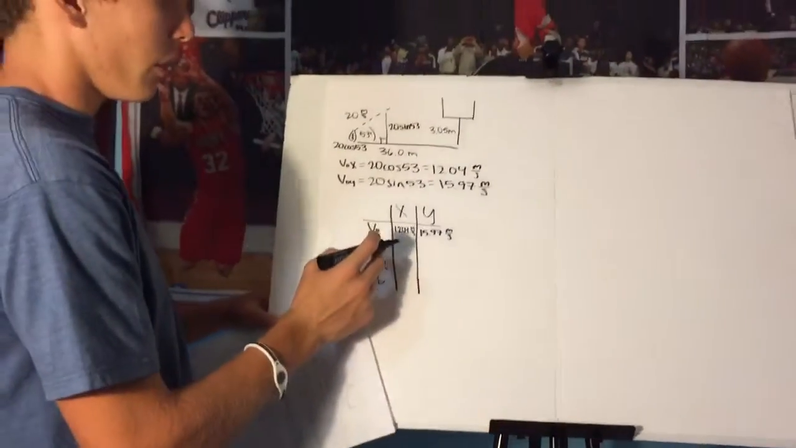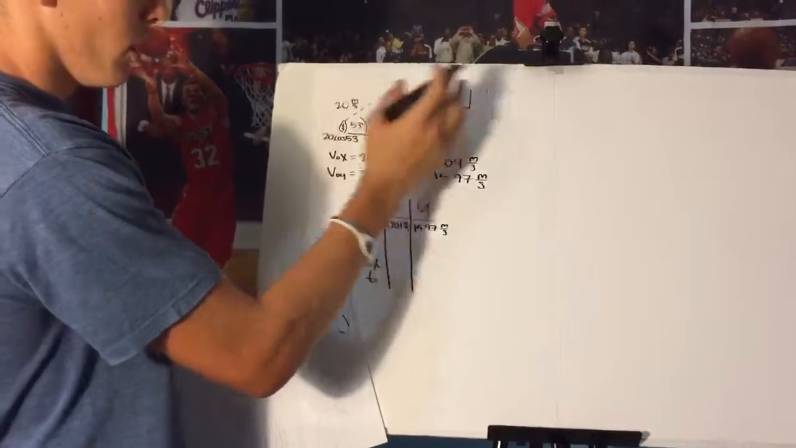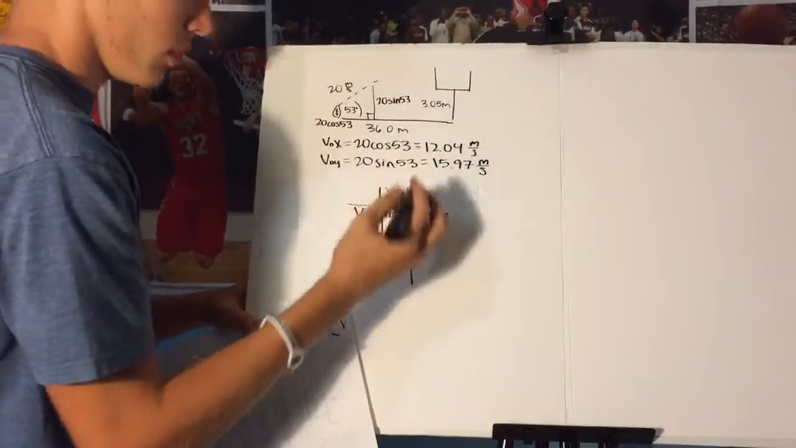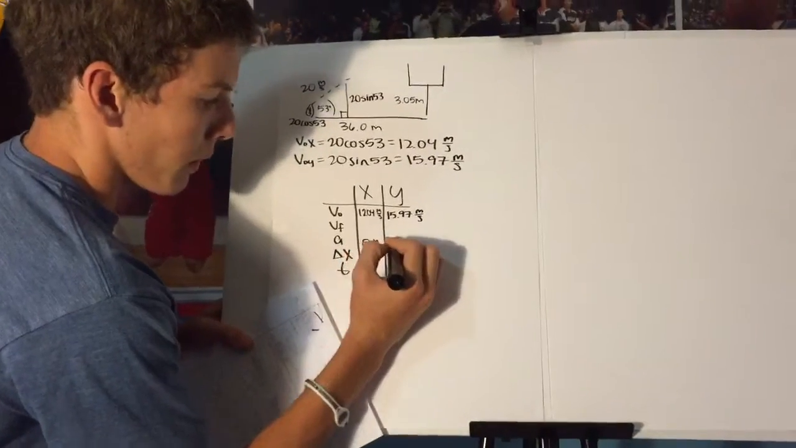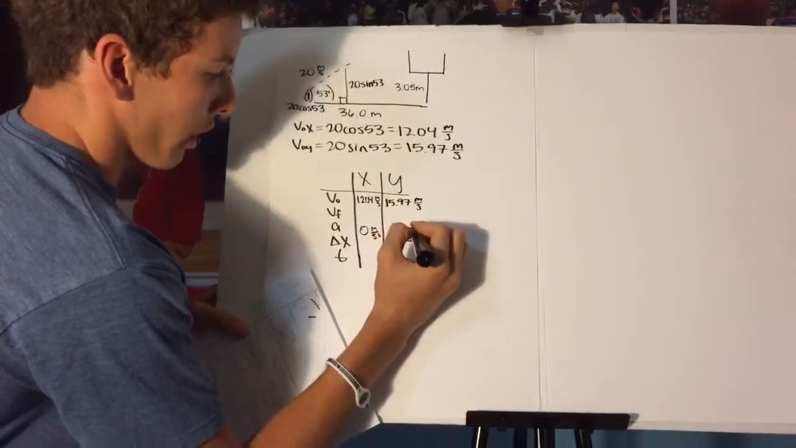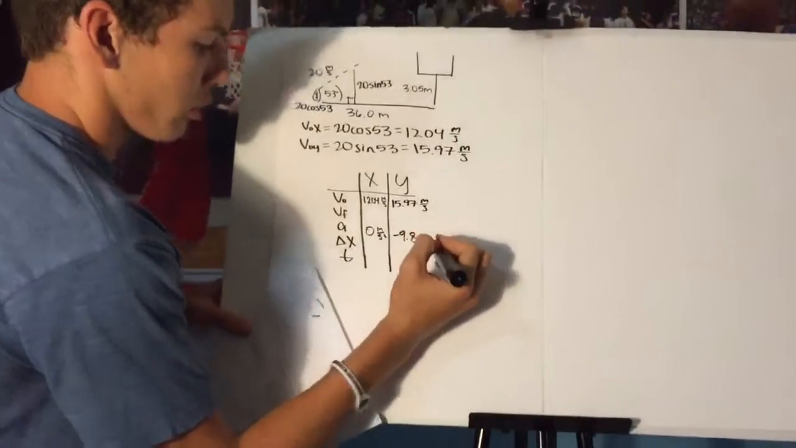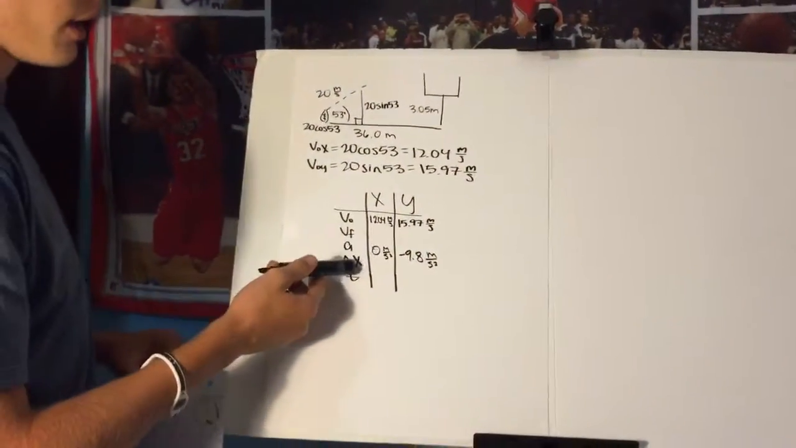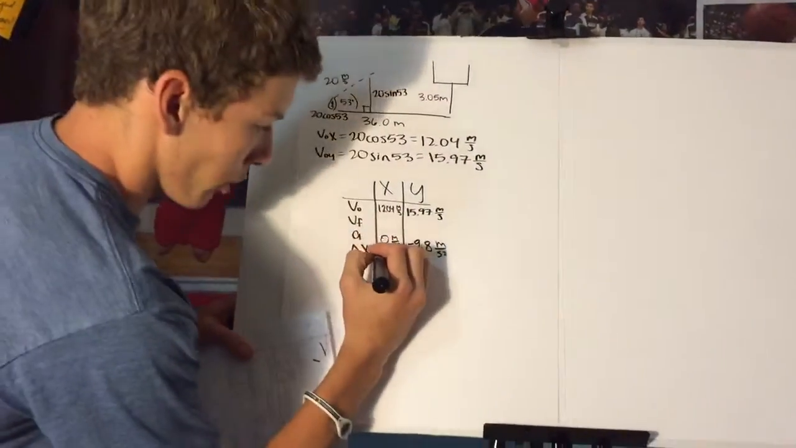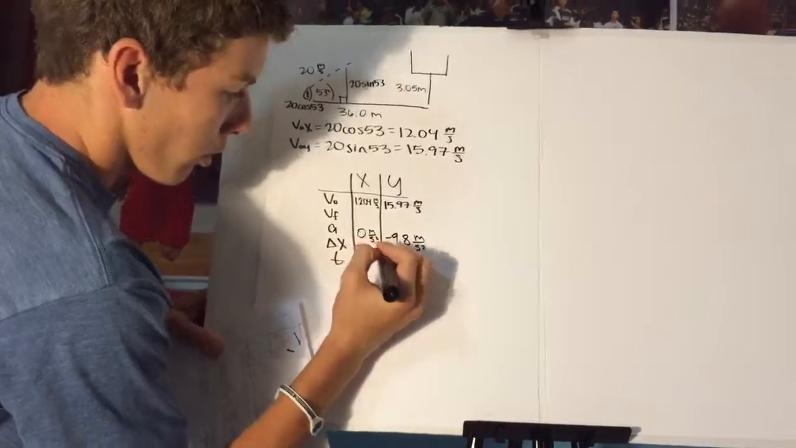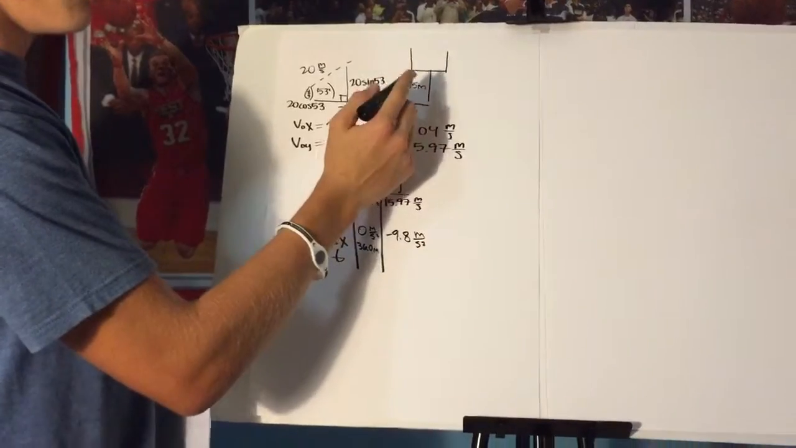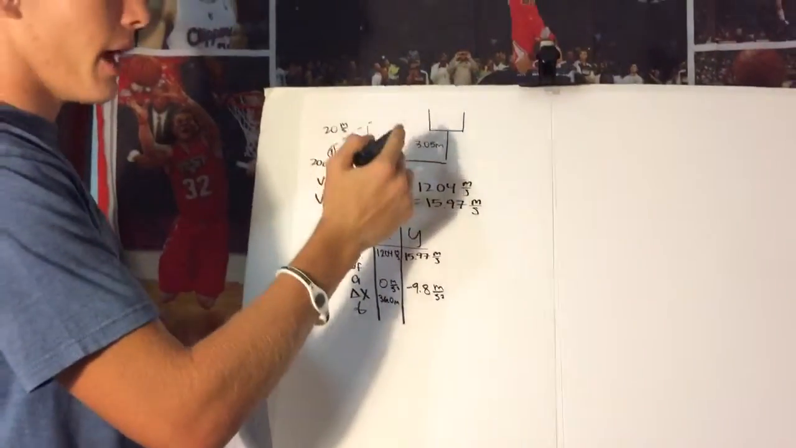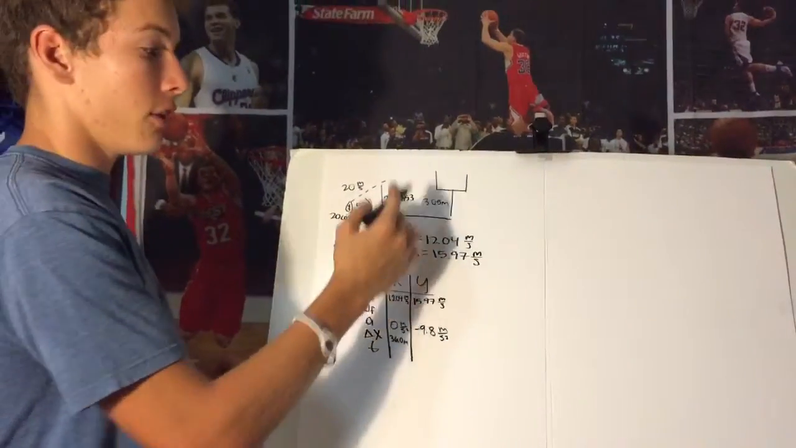For x, the acceleration is 0 because there's no force pushing against the ball while it's traveling horizontally. So this is going to be 0 meters per second squared. In the y direction, it's just the force of gravity, negative 9.8 meters per second squared. Delta x in the x direction is 36.0 meters. But we don't know what it is in the y direction, as this isn't the change in position. This is just a height that we have to determine whether or not the ball actually makes it over the goalpost.